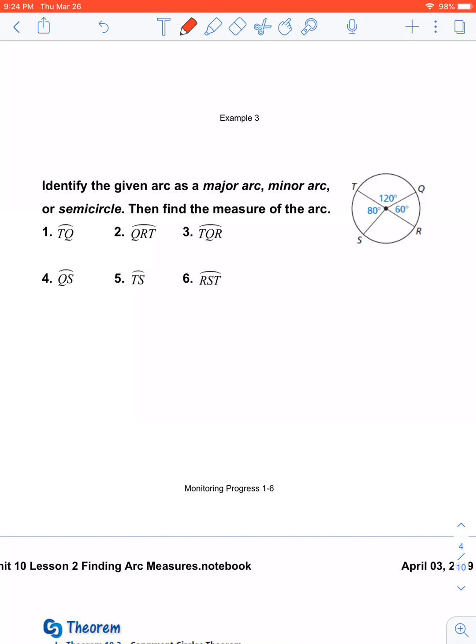All right, so what I would do at this point is pause this video and see if you can do the next 6, then hit play, and see if you get the correct answers.